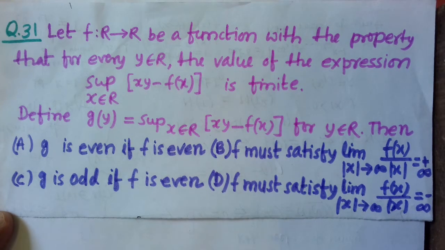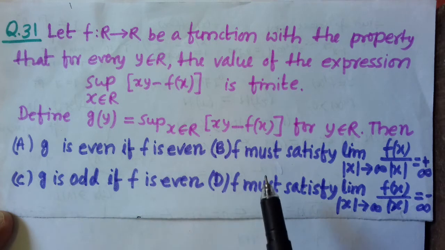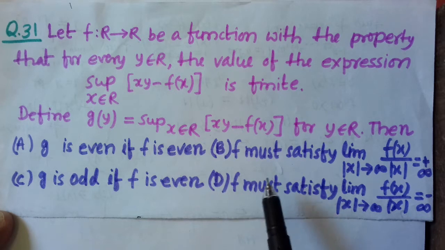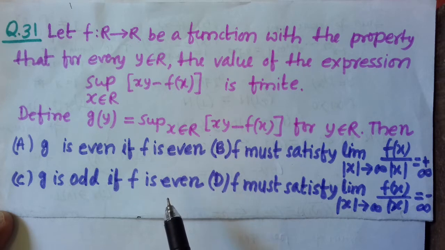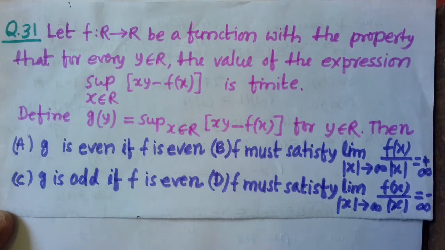Here you see the question, and in the options there are two types. First, we have to tell whether G is even or odd, and if you see B and D, then you see a limit. So we will work separately. First, we check for A and C.